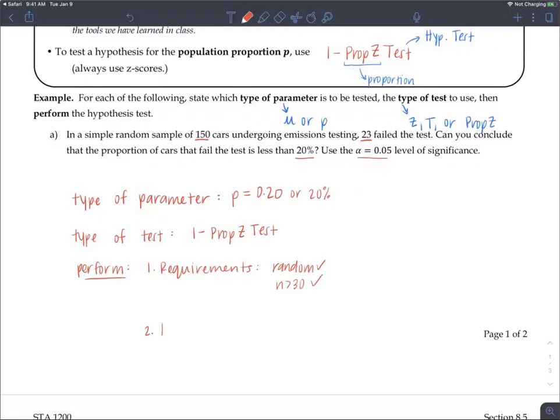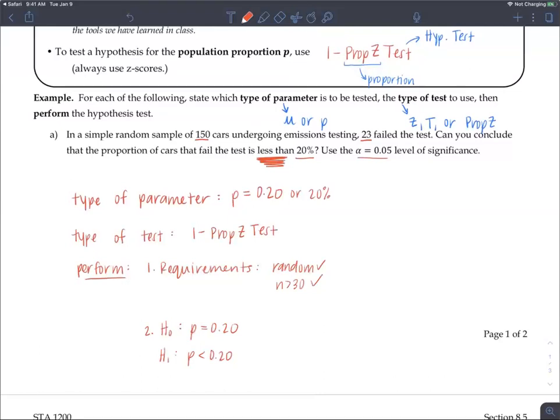The second thing is to state the null and alternative hypotheses. Remember H naught, so we already found what we're going to put in our null and alternative hypotheses. We're testing to see if the proportion is equal to 0.2 versus what symbol should I put in my alternative hypothesis? Less than, greater than, or not equal to? Less than, because it says less than right here. And so these are my hypotheses. So that's the second step when you're performing a hypothesis test.